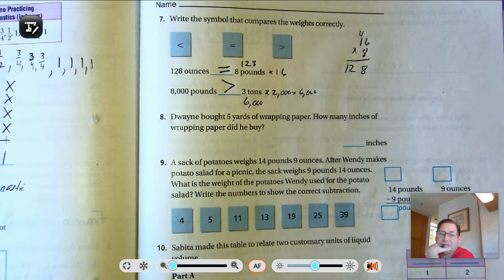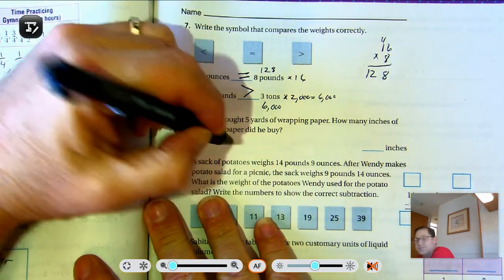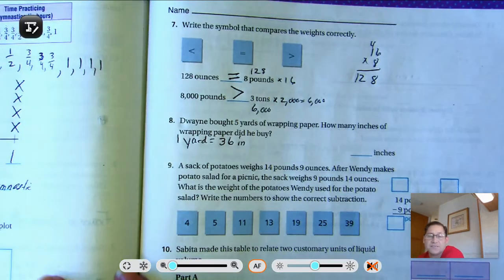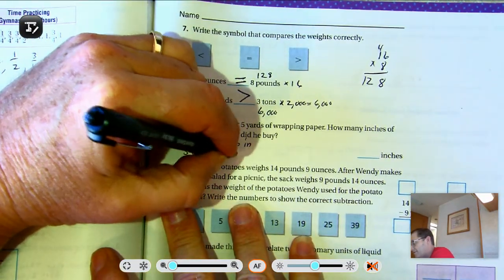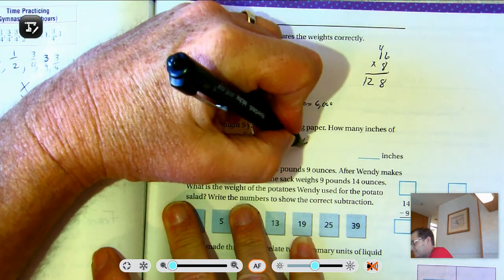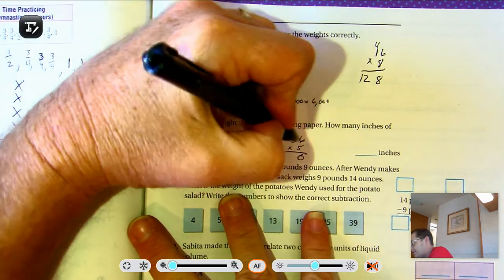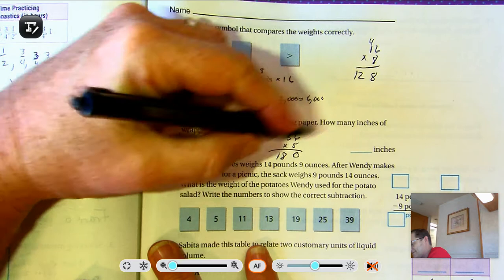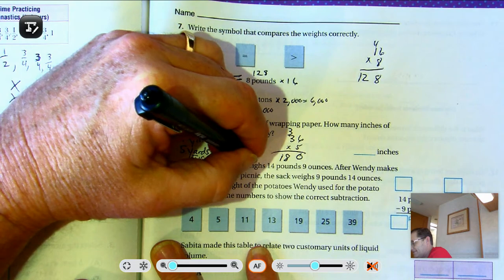Number 8. Dwayne bought 5 yards of wrapping paper. How many inches of wrapping paper did he buy? We know that 1 yard is 3 feet, and 3 times 12 is 36. So every yard has 36 inches. So 5 yards would be 5 times 36. 6 times 5 is 30. 5 sets of 3 tens is 15 tens, plus 3 regrouped tens is 18. So 5 yards is 180 inches.